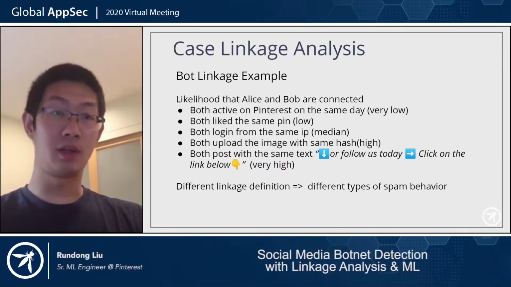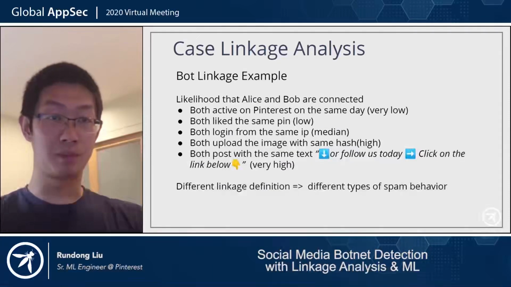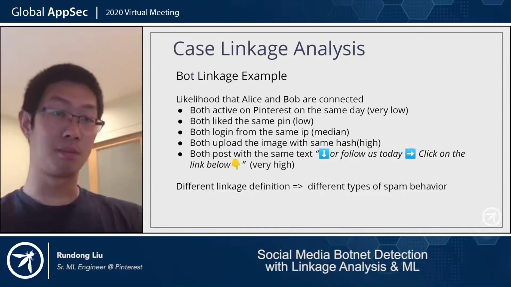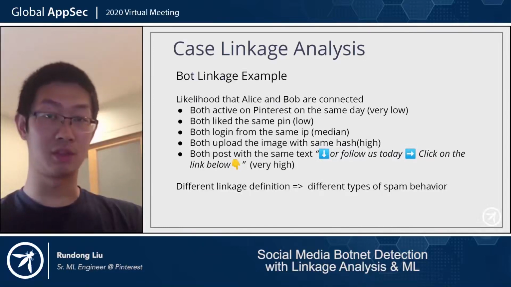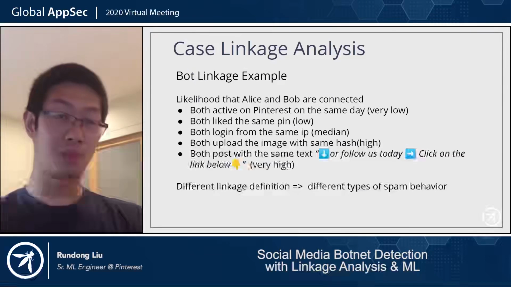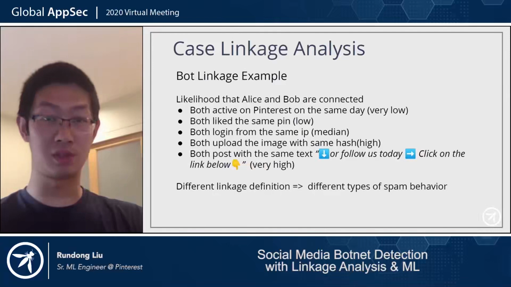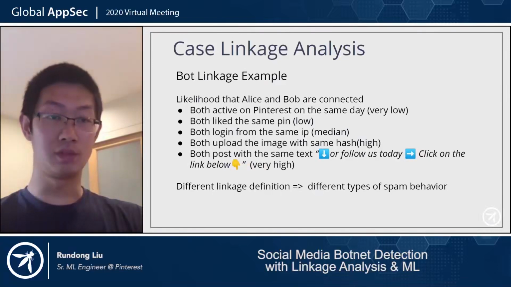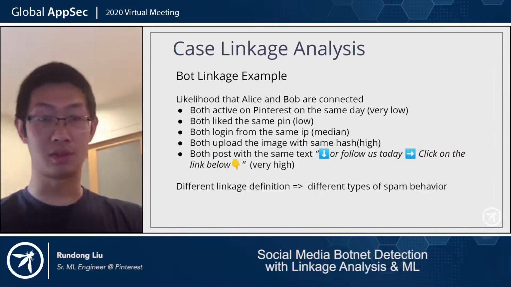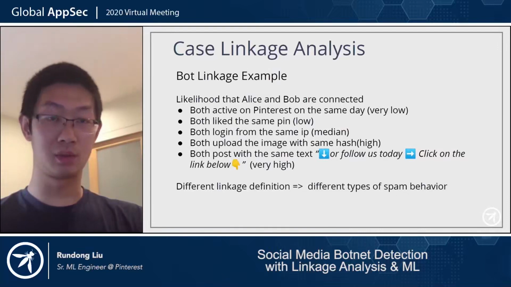Here, I'll give an example of the bot linkage and try to analyze the properties two users can share and the likelihood of them being connected. Let's say Alice and Bob, they're both active on Pinterest on the same day. So the likelihood of them being connected is really low here because there are a lot of users using Pinterest each day. And what if they also liked the same pin? Well, this is also low because for some viral pins, a lot of users could like it too.